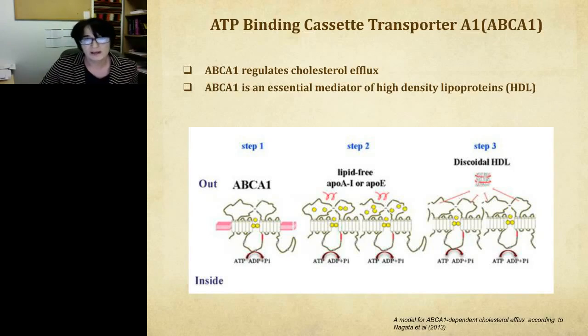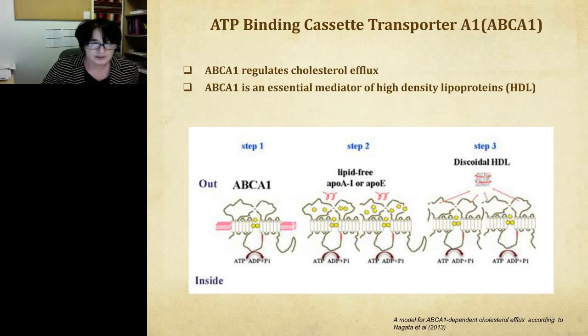ATP-binding cassette transporter A1, or ABCA1, is located in the plasma membrane and mediates cholesterol efflux. This is a complicated process. In the first step shown here, ABCA1 exports cholesterol and phospholipid to the outer part of the membrane, and in the second step, these lipids are transferred to lipid-free apolipoprotein A1 or apolipoprotein E, and in the third step, discoidal HDL, or high-density lipoproteins, are formed.